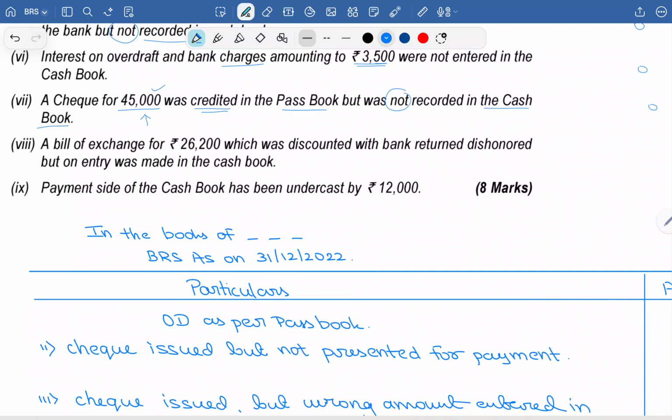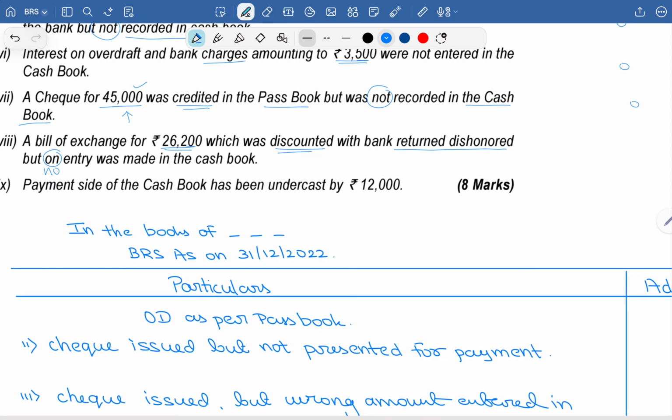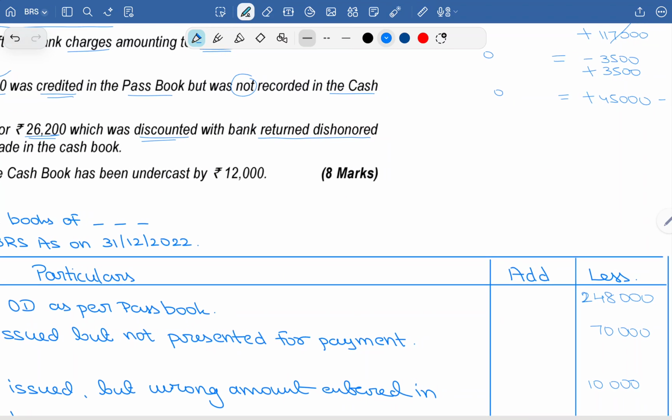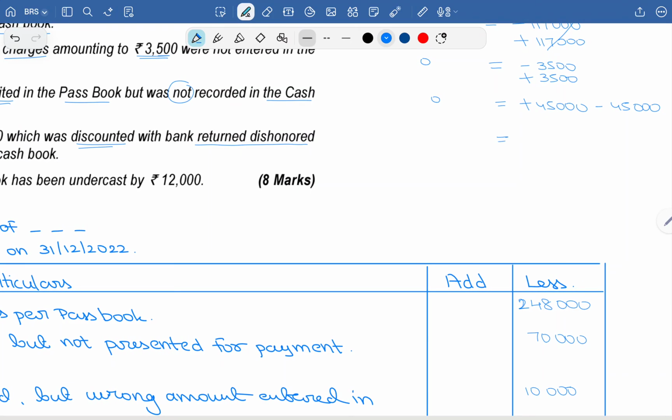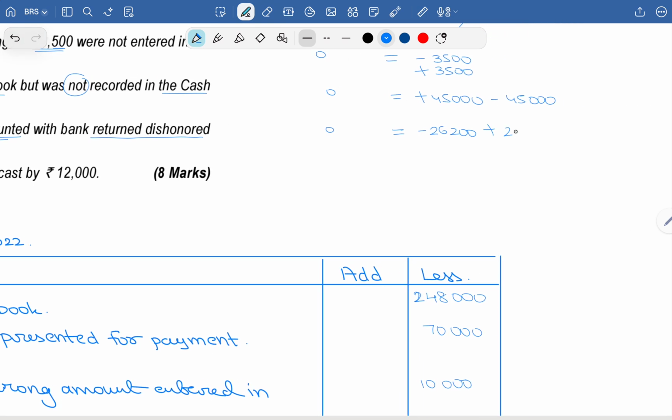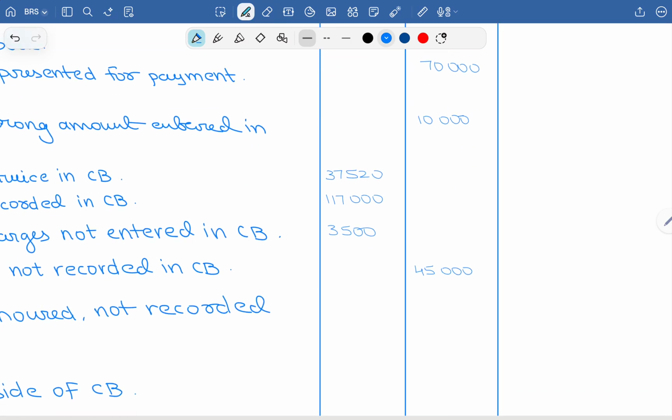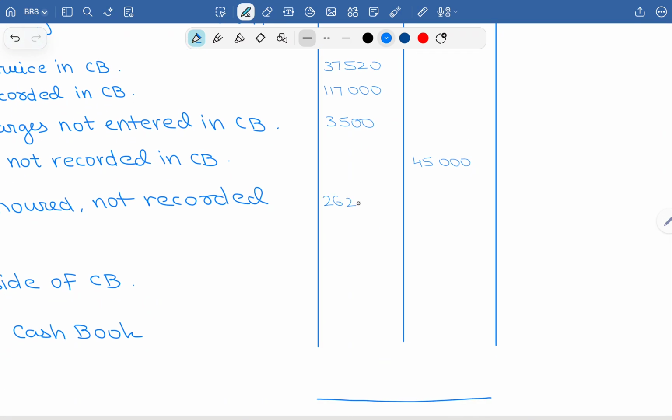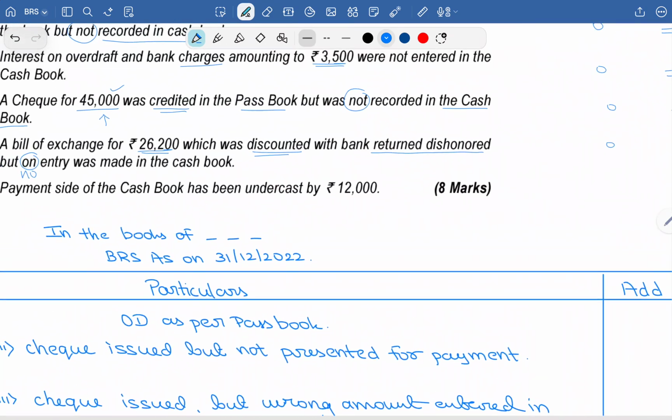Next one. A bill of exchange of 26,200 which was discounted with the bank returned dishonored, but no entry was made in the cash book. There is a bill we have discounted which was dishonored, so the banker will take away 26,200 from my bank account, so my balance will decrease, but there is no entry in the cash book. To make them equal I have to add back 26,200. So add column 26,200.